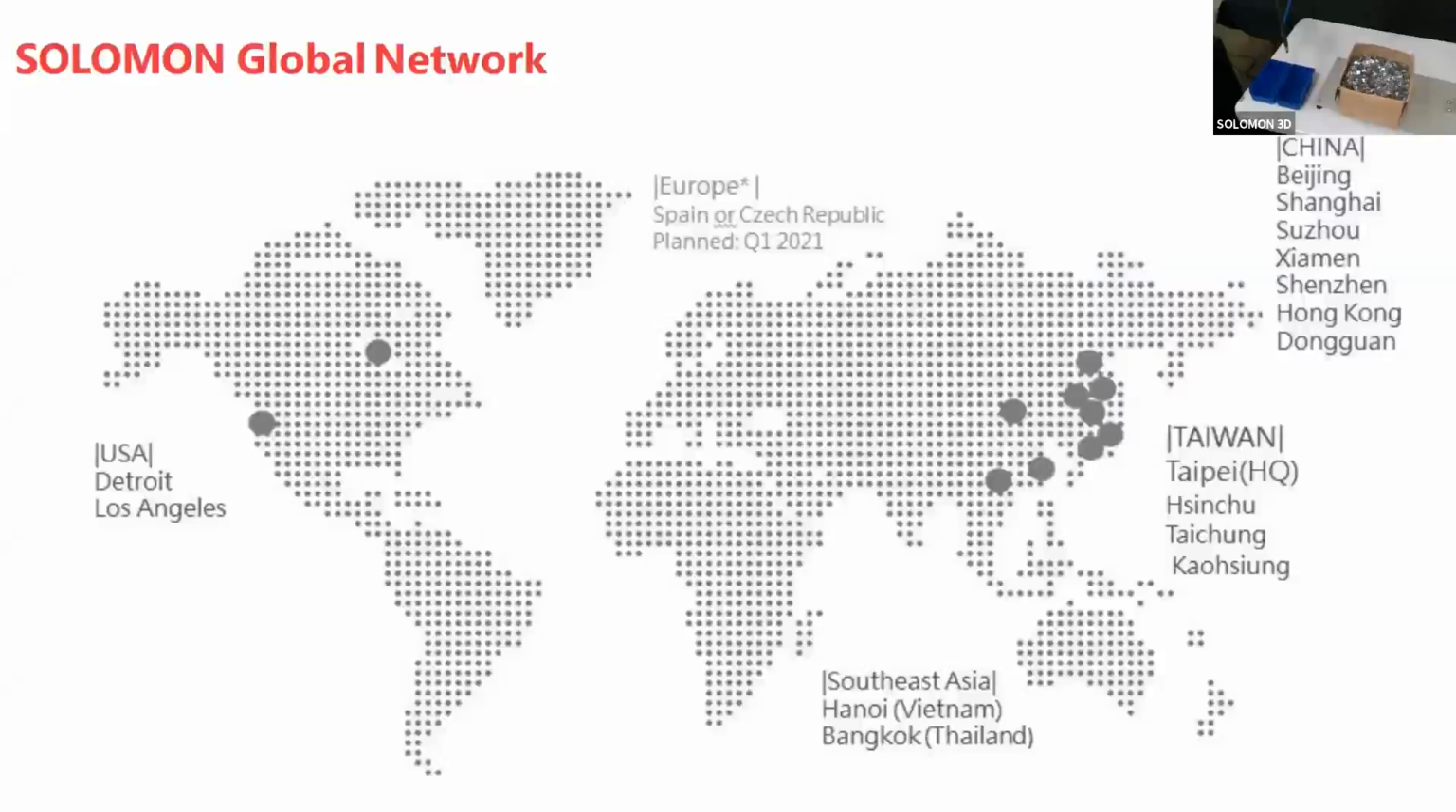So here's the Solomon Global Network. You can see a lot of our offices are located in the Asia region. And we are planning to open an office in Europe in Q1 of 2021. So we have constant communication between our offices. So we have a lot of experience worldwide in a lot of these bin picking solutions.